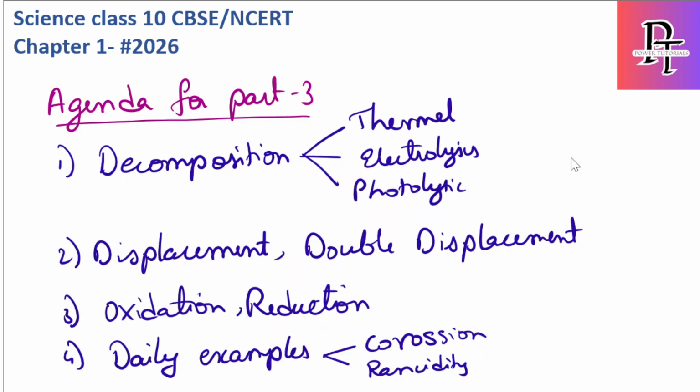So today's agenda is decomposition. In decomposition we have 3 types: thermal, electrolysis and photolytic. We'll cover all these 3, and then we'll cover displacement, double displacement, and then oxidation and reduction, and also the daily life examples, that is corrosion and rancidity, we'll discuss here.